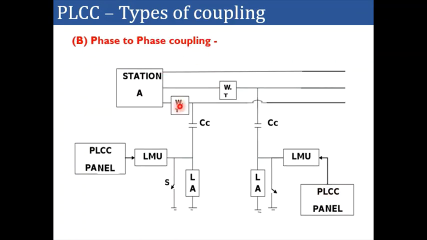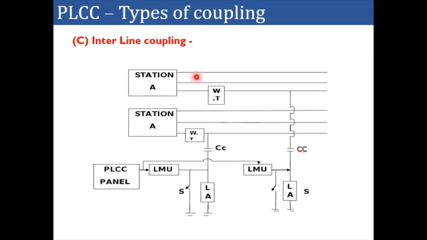In case of phase to phase coupling, the transmission and reception of the data happens on different phases. In the third type, we have interline coupling. It means that the substation might have two sets of transmission lines, where one phase of one line can be used for transmission and the other line can be used for reception. So two different sets of transmission lines will be utilized for transmission as well as reception.